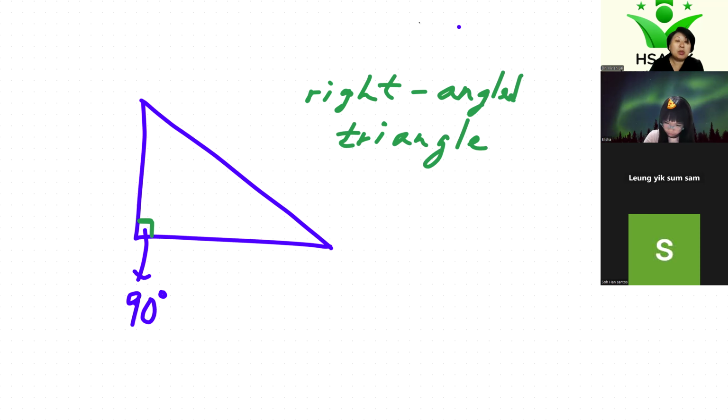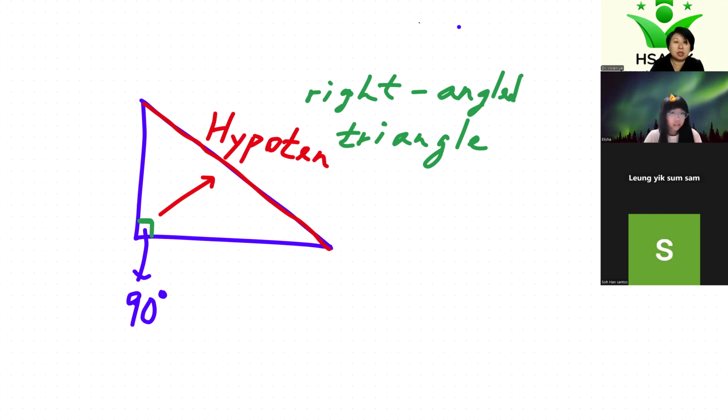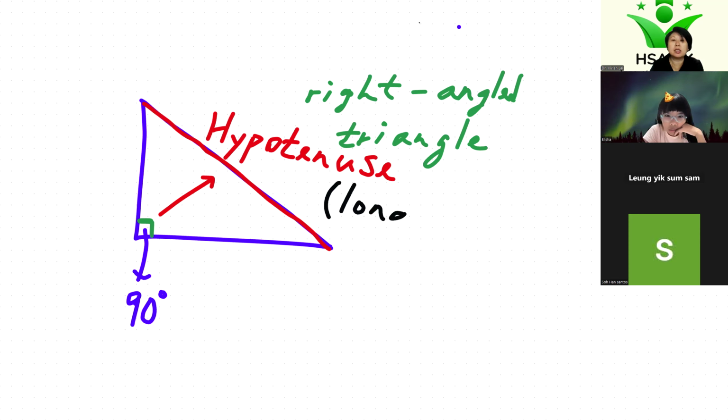Okay, so opposite to this right angle, you need to remember the line, because we need it to recognize sine, cosine, tangent. So this one we call the hypotenuse. Hypotenuse is the longest length in a right angle triangle. Okay, remember it is the longest.